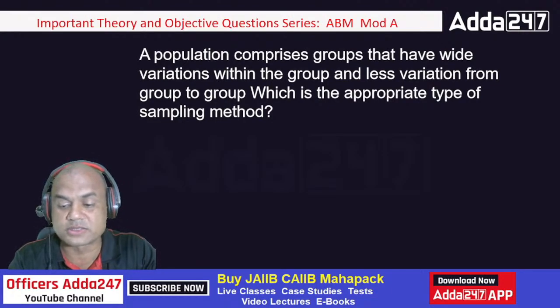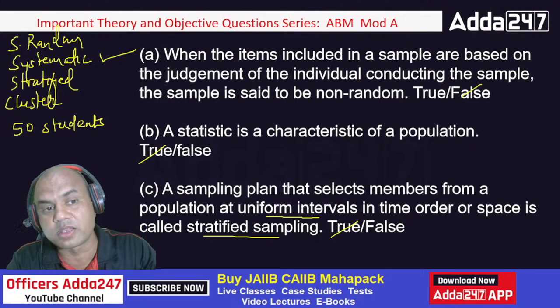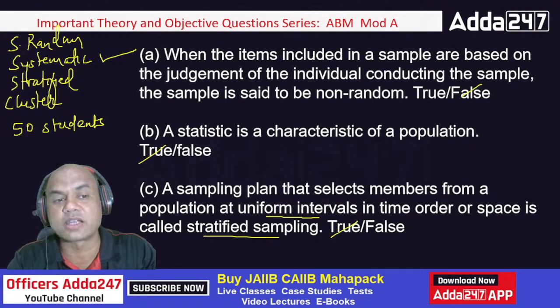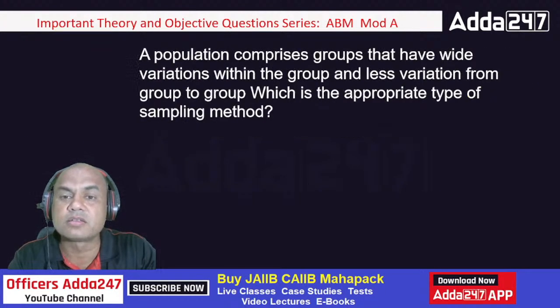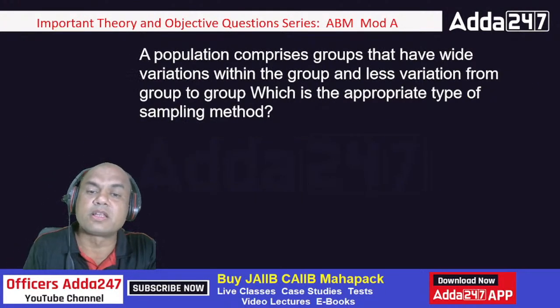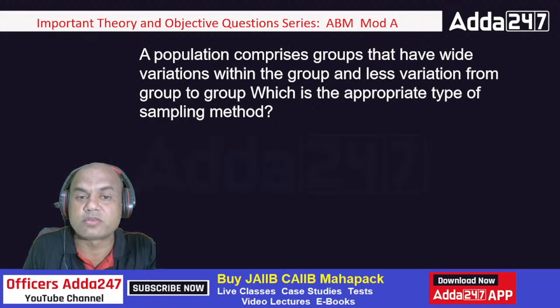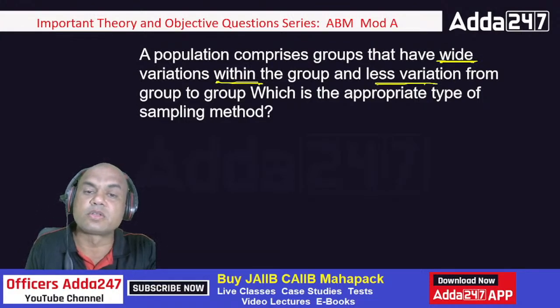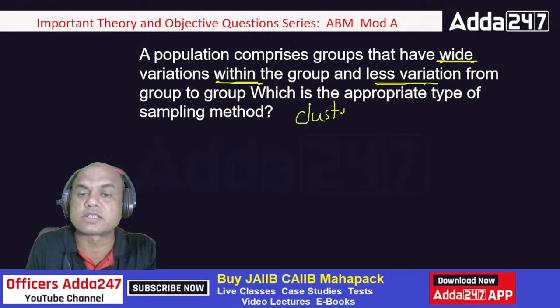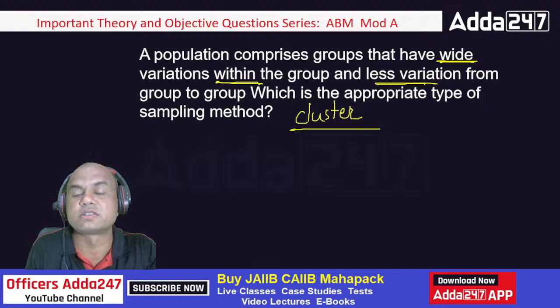Now look at this. The same question as I told you earlier. Simple random, systematic, stratified and cluster. Wide variation within the group, and outside the group, less variation. So such group is known as cluster. Okay, so cluster type of sampling is best for this.